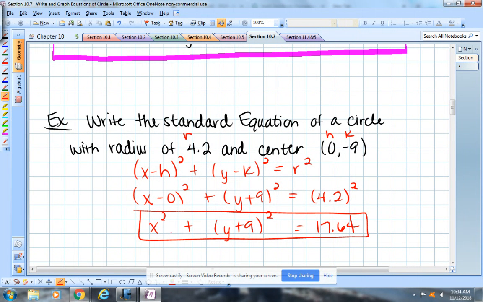So if you have a 0, you can just subtract it and leave it x squared or y squared, depending on if it's h or k. So if they give you the ordered pair, that's what you do. Change the sign of your x, put it in with the x. Change the sign of your y, put it in with y, equals radius squared.